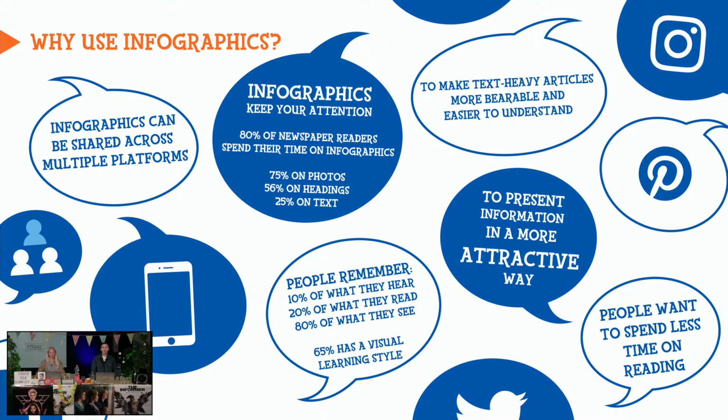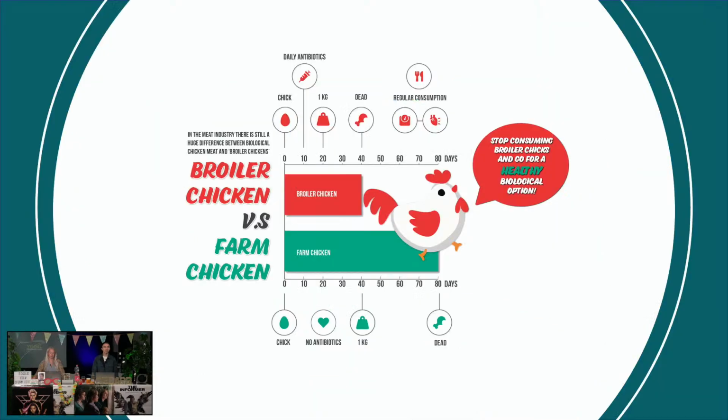What is really interesting is that 65% has a visual learning style, so it's way easier to remember things when they're visual. By tomorrow, you will have forgotten 90% of what we said, but you will remember that you saw this broiler chicken. Yes! So as you can see, this is an example of an infographic.